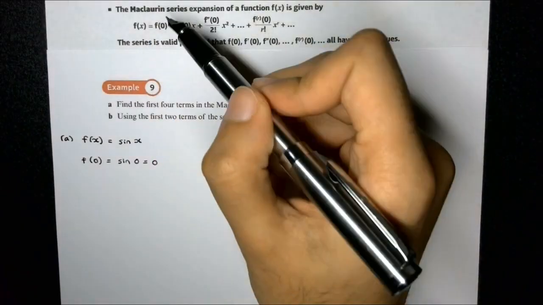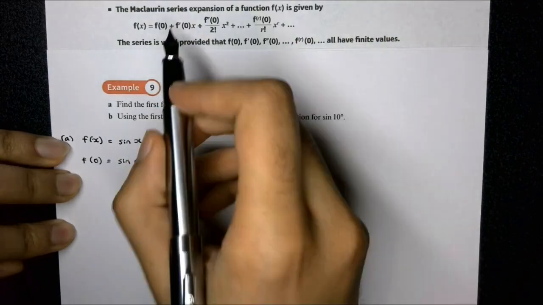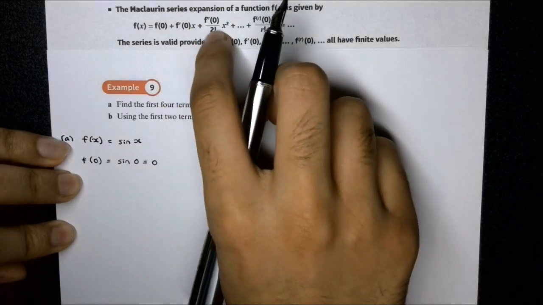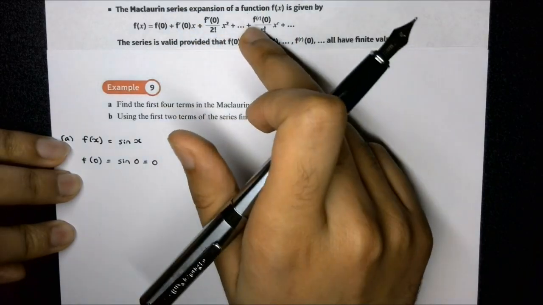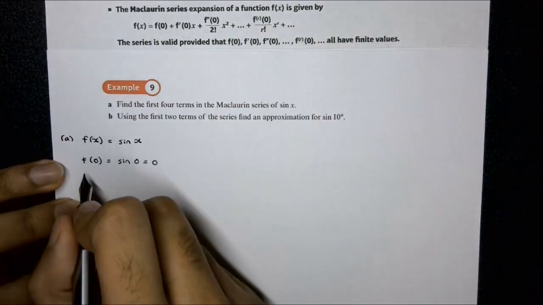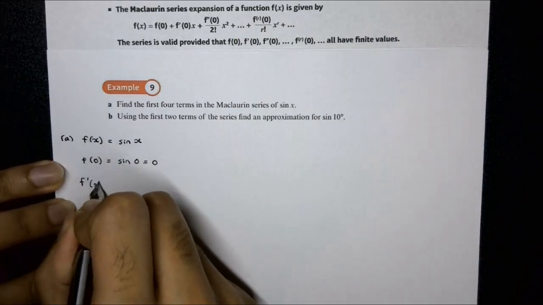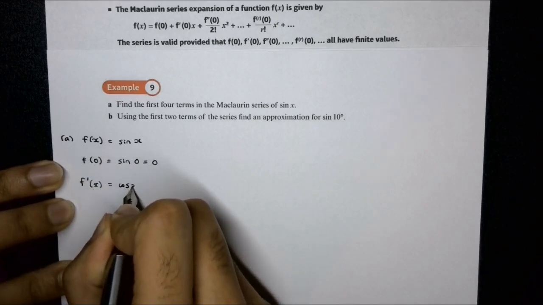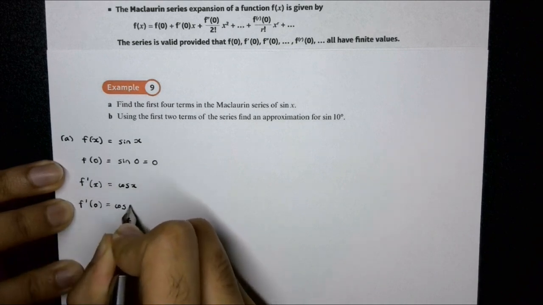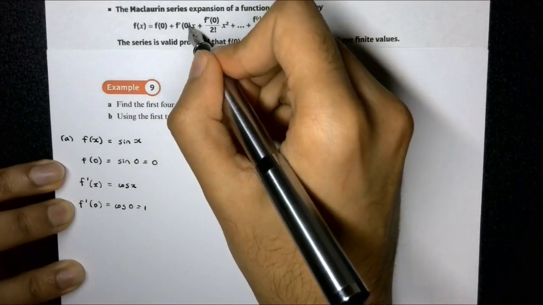Now, what you can see over here is f of 0, that's equal to 0. So essentially, we can't just go up to x to the 3 in the Maclaurin series because f of 0 is 0. So let's just play around with it and see what we get. Next, we've got f dash of x, which is equal to cos x. And therefore, f dash of 0, that's equal to the cosine of 0, which is 1. So we can include this term here.